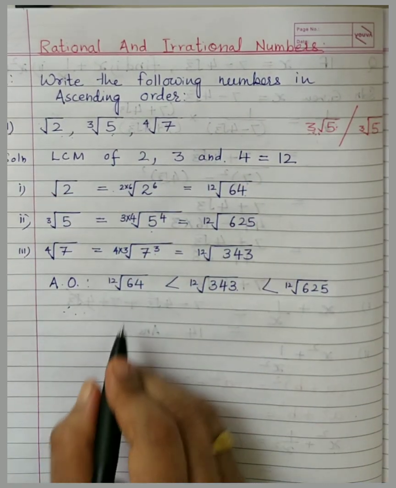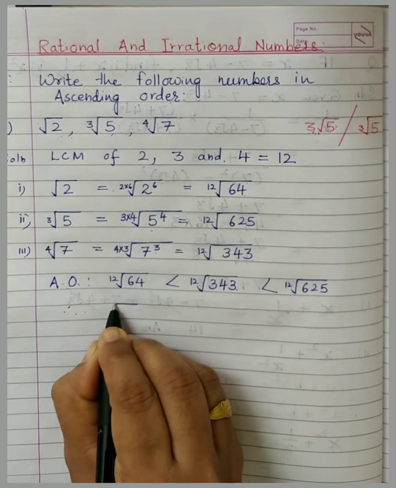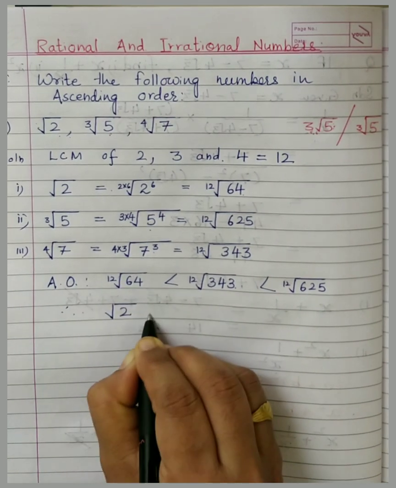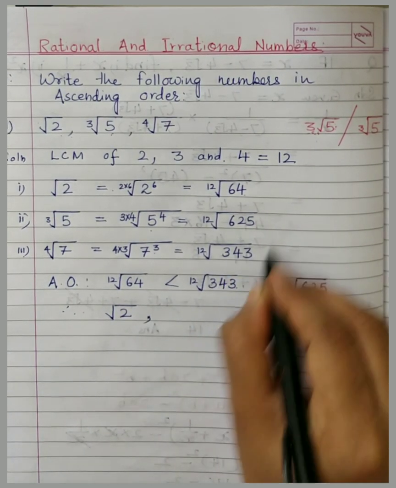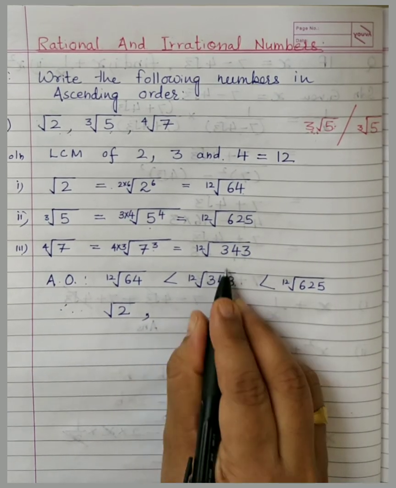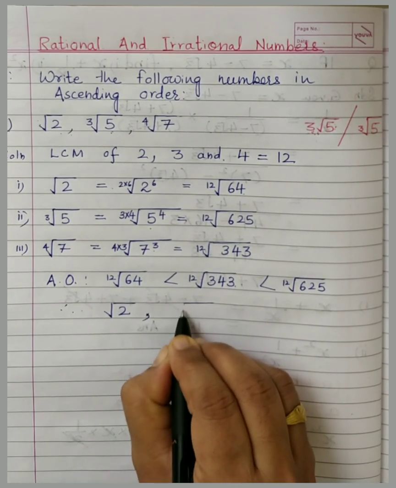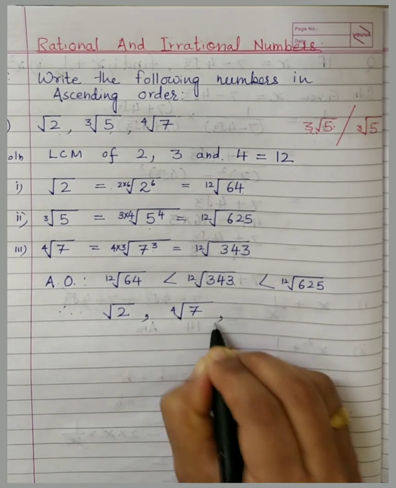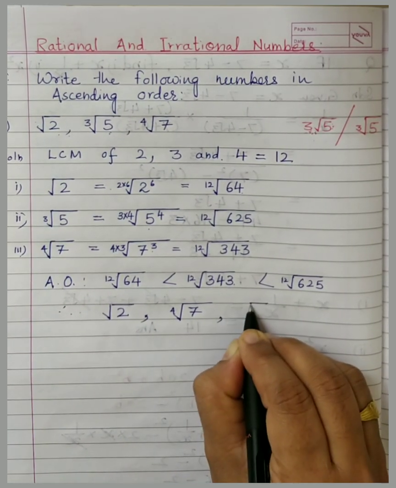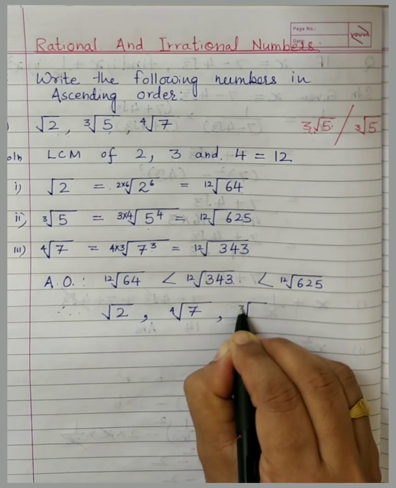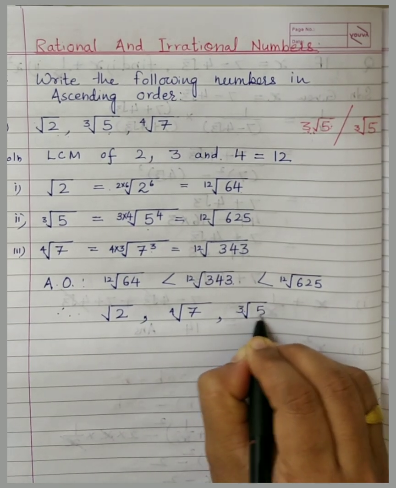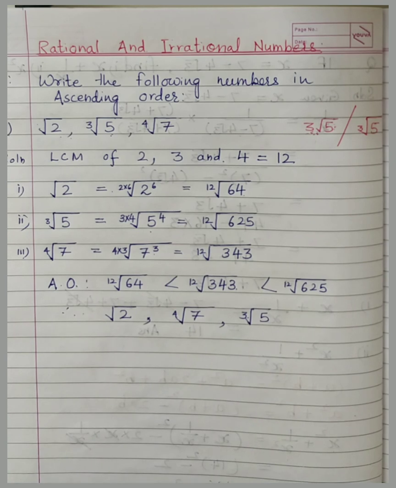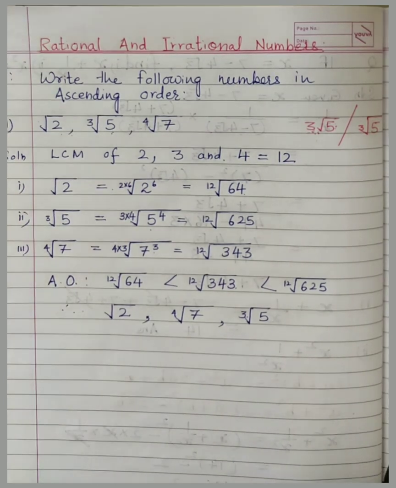So this 12th root of 64 represents what? Square root of 2. 12th root of 343, what is it for? 4th root of 7. And which is the largest number here? Cube root of 5. This is the ascending order of the surds.